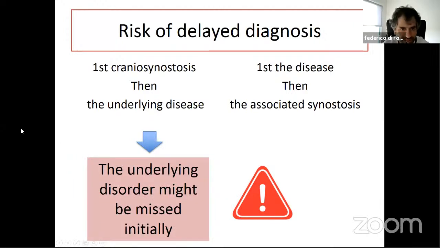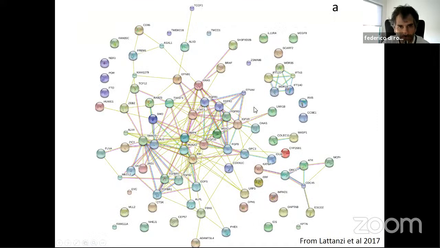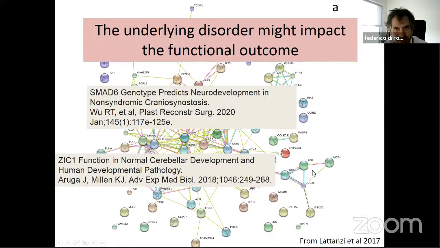If we miss the underlying diagnosis, as you have seen, it can be a problem for the heart, kidney, and other organs, and we have a lot of genes that can play a role. But the other way around, if we miss the craniosynostosis, we can also have problems. Why is it important to understand the underlying disorder? Again, it is because it has an impact for the child.